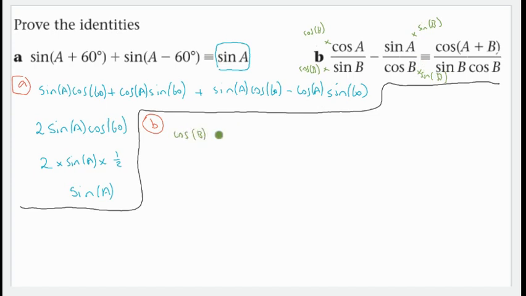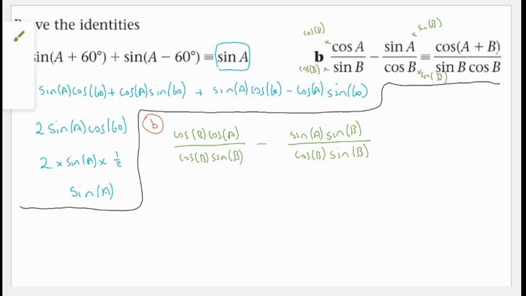the fractions then become cos B cos A over cos B sine B, and that's minus, and then this fraction becomes sine A sine B over cos B sine B. So all I've done is just multiplying top and bottom by their respective trigonometric ratios.